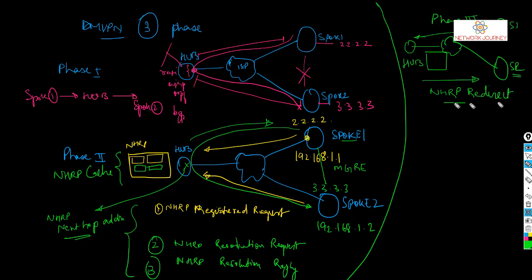It's going to send a redirect packet to both the spokes. The same copy will be sent to this one, and one copy will be sent to the second spoke. Now this information will be stored in the local spoke routers, and they will form the direct tunnels. So these are how the phases are configured, and as per the requirement we can go with the phases.